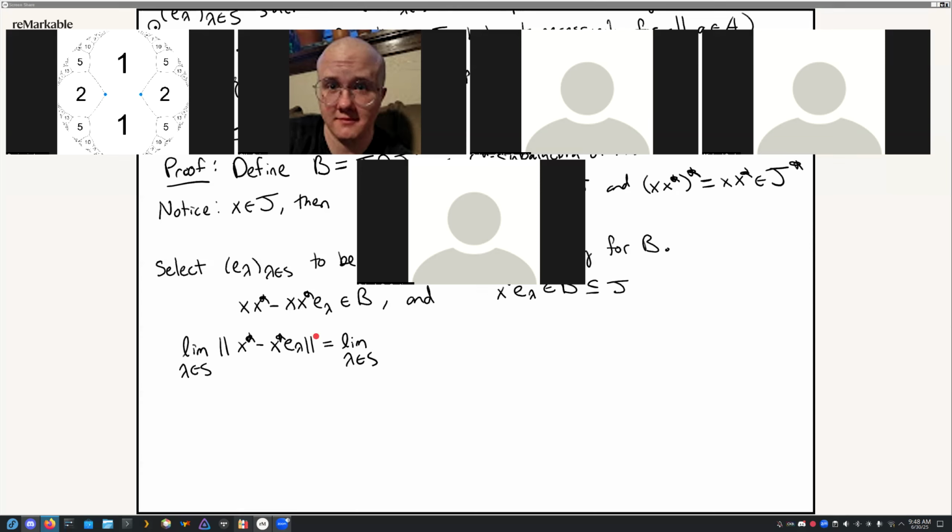First, I'll square this norm. Everything I said about computing this limit is still true if I just squared the norm. But now I can apply the C star identity. So this is the limit of the following expression, x minus x e lambda times x star minus x star e lambda. And here we're using the fact that e lambda is self-adjoint since it's positive.